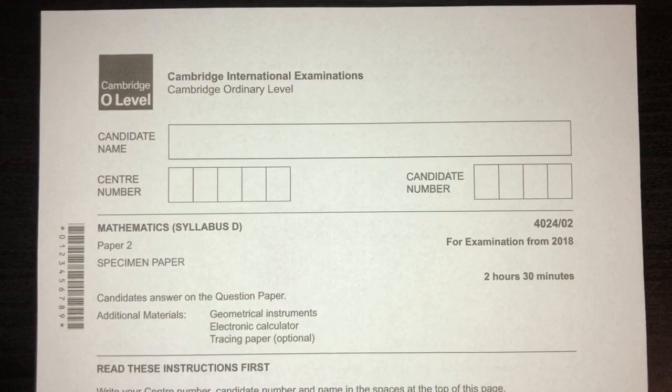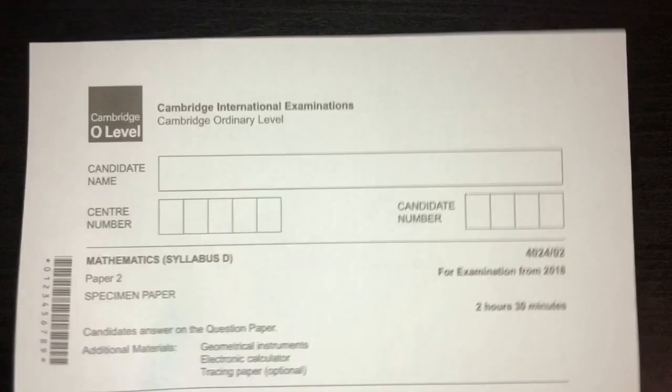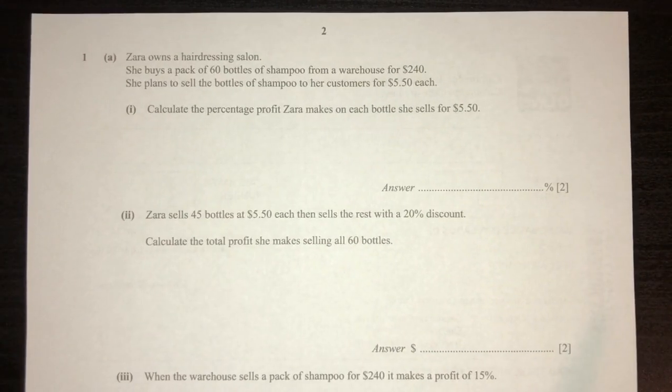This one is paper 2 from the year 2018 for Math D of the Specimen paper, as you can see here. In this one, you will be able to use your calculator and also your instruments to help you draw your graphs and your locus. With that being said, let's move on to question number 1.